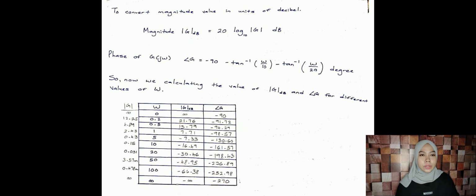Now we calculate the value of magnitude of G and phase angle of G for different values of omega. Based on this table, the magnitude of G in decibel is obtained by inserting the omega into the magnitude equation. Next, the phase angle of G is obtained when omega is replaced in the phase calculation equation just now.